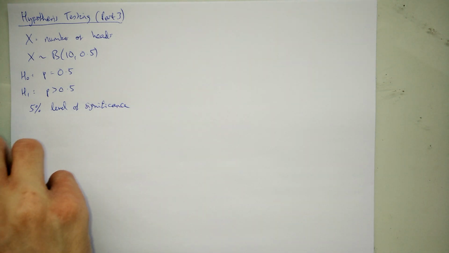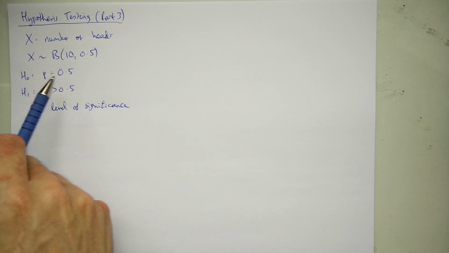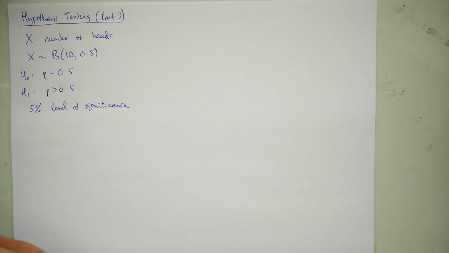Let's go back to the original question we had in the very first video, where x was the number of heads we got when we flipped a coin 10 times. And we said that the null hypothesis was just that the coin was fair, so the probability was just 0.5 of getting a head. Then the alternative hypothesis was that we thought the coin was maybe biased towards heads because I think we got 7 of them in the first video. And we still use a 5% level of significance. In fact, that's always the case with S2.